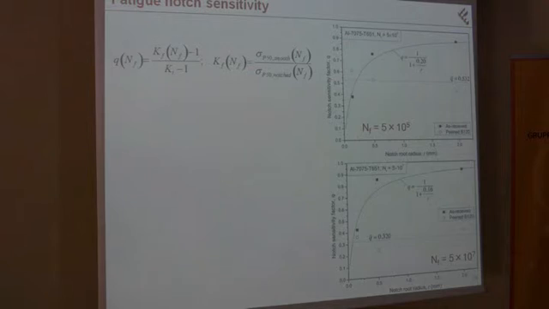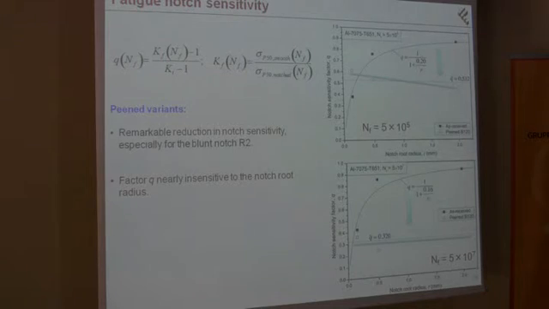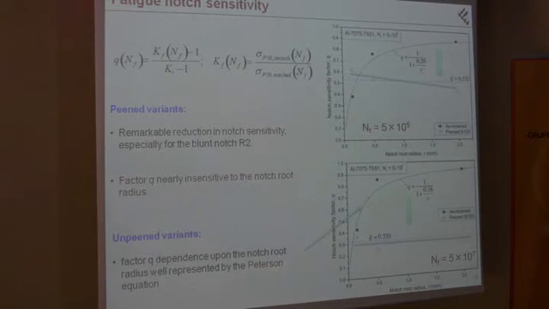Now, another important observation that we can draw from the experimental results is that the fatigue notch sensitivity for the peened variant is reduced for all the notches, but in particular for the blunt notch. Moreover, the notch sensitivity factor is nearly insensitive to the notch root radius. For the unpeened variant, for the base material, the evolution fits quite well the Peterson equation.